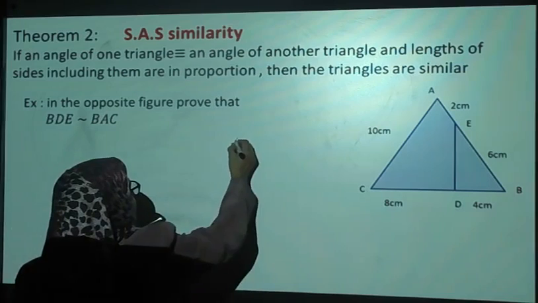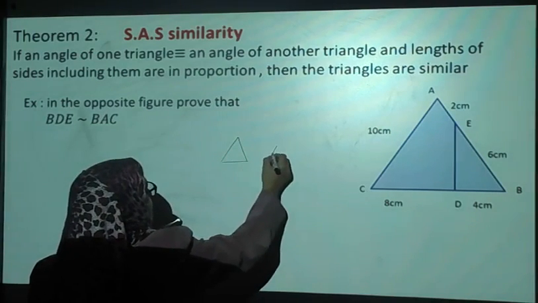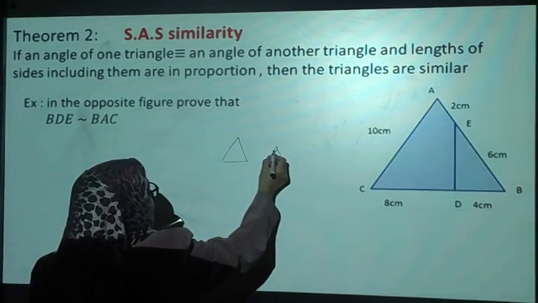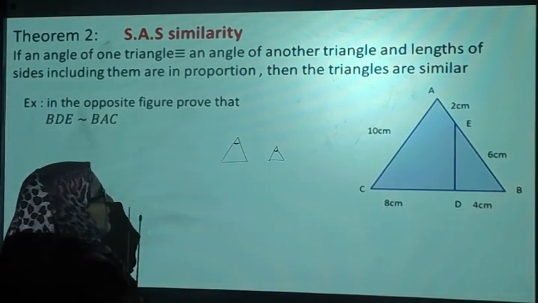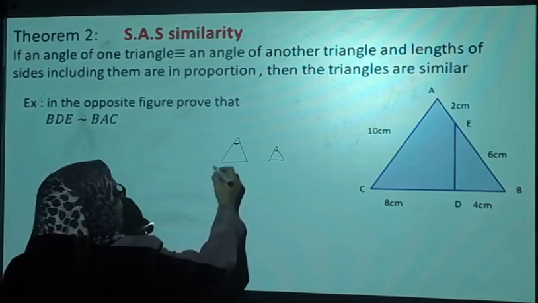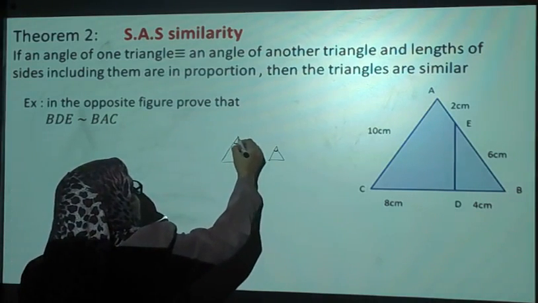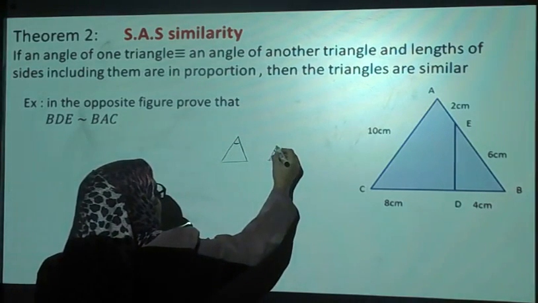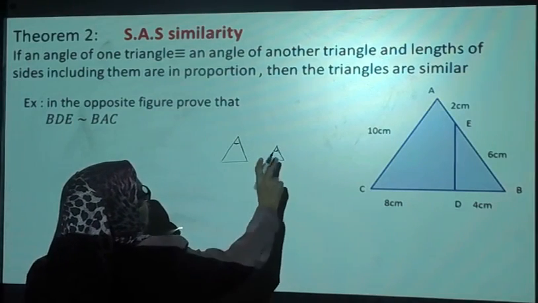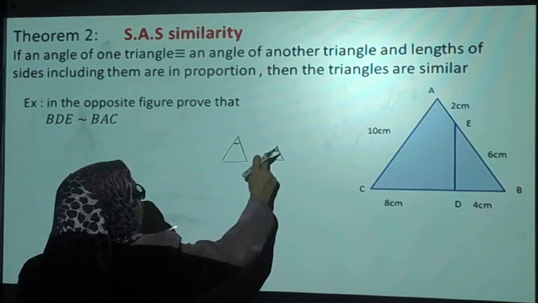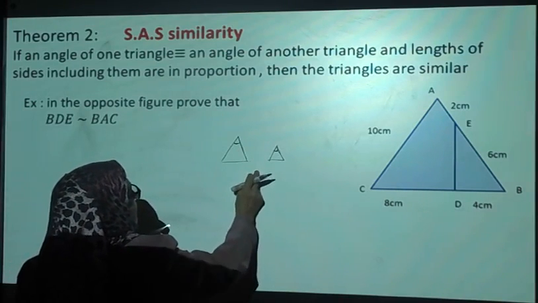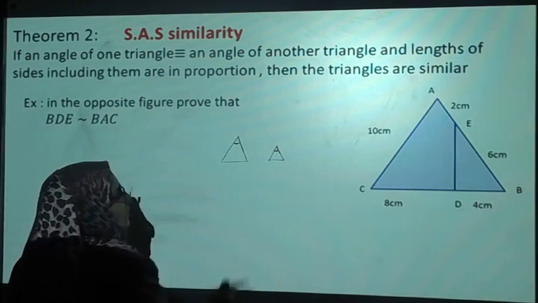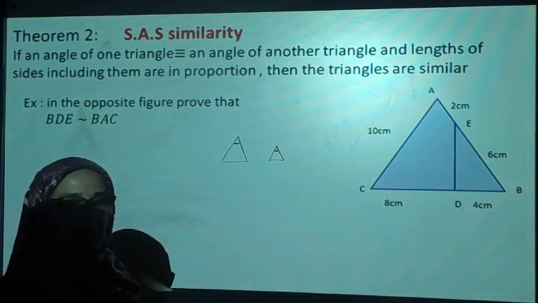I have a triangle and another one. If the measure of one of these angles equals the measure of one of these angles, and the sides containing these angles are proportional, so this side over this side equals this side over this side, then these two triangles are similar.